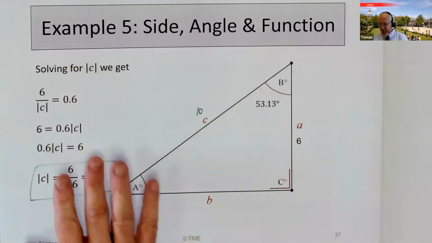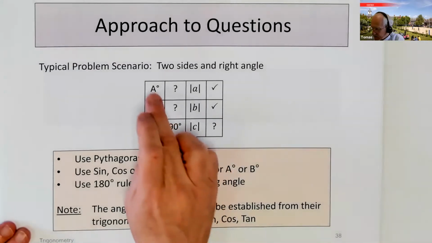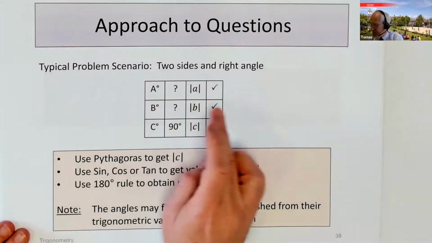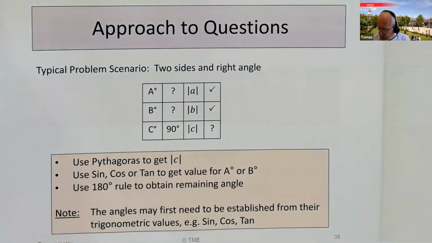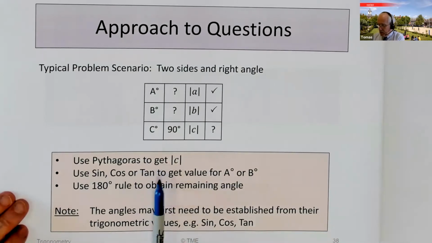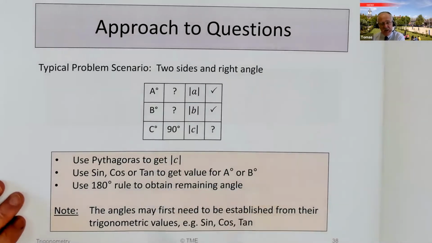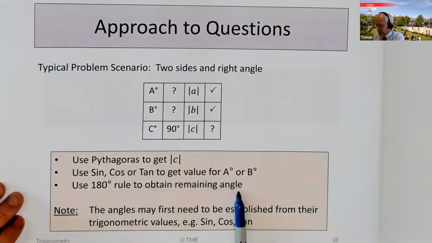There were 5 different examples there. And what we've done is we've said sometimes they give us some of the angles and sometimes they give us some of the sides. So how do we do it? Well, if they give us 2 of the sides, we might use Pythagoras. Or we might use sine, cos, or tan to get the values of A or B. They might say sine B is this, and then we can get A or B. Or we might use the 180 rule.